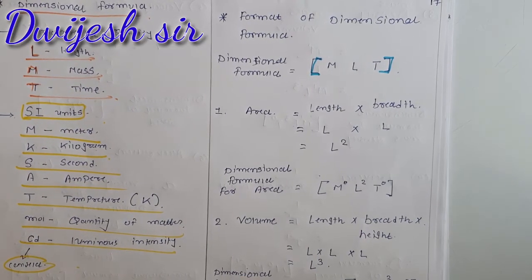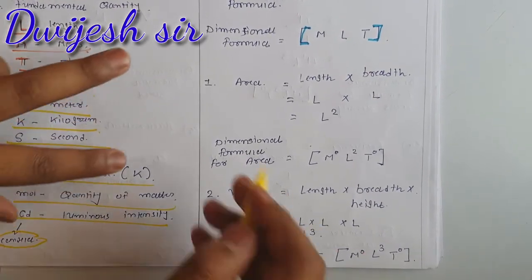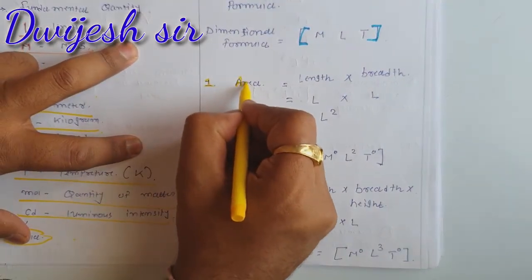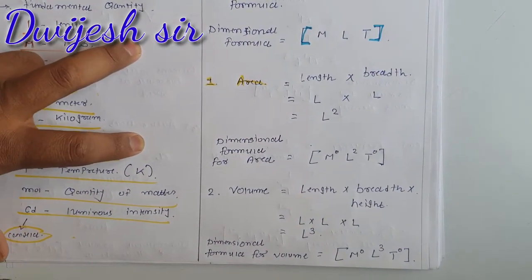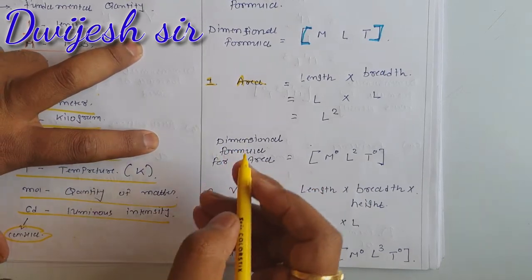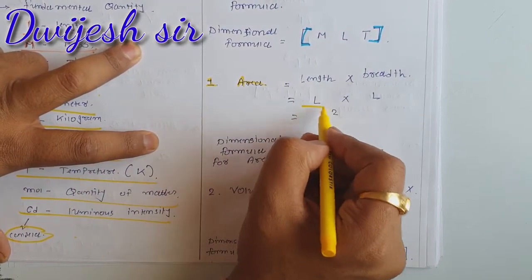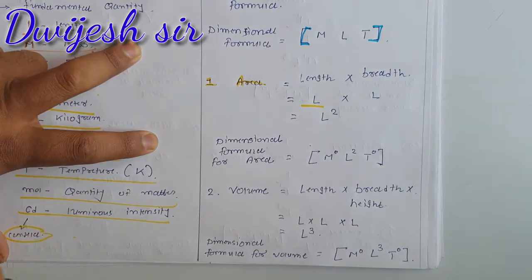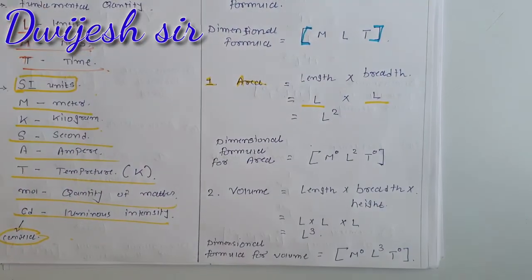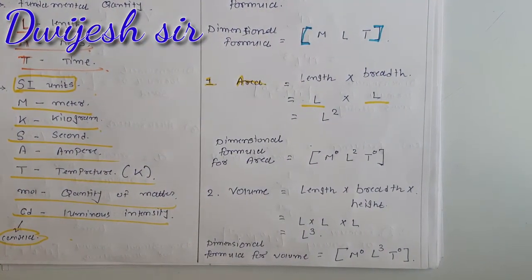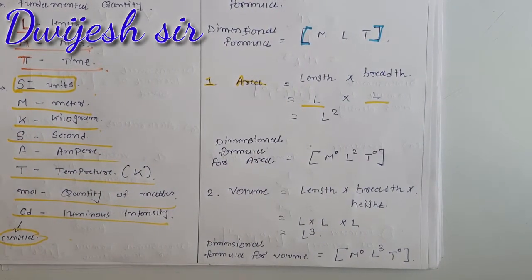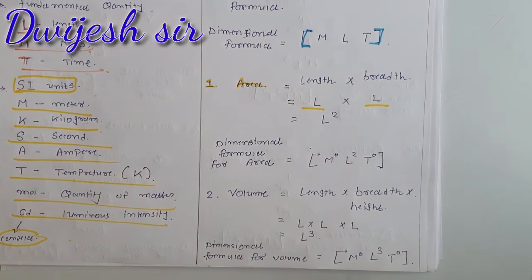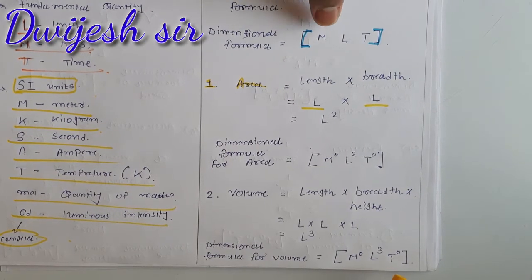Okay, fine. Now I will show you one example. The first example is area. Now what is area? Area is a 2-dimensional quantity. It is length and breadth. Length is indicated as L, and breadth is also a length. So we can represent it as L into L, so it is L square. But you should remember that the dimensional formula of area is represented in this format in a bracket: M L T.